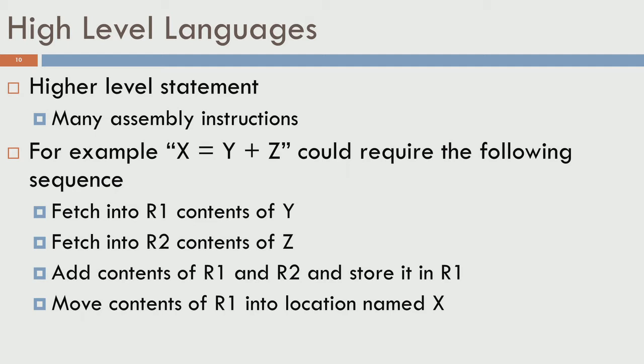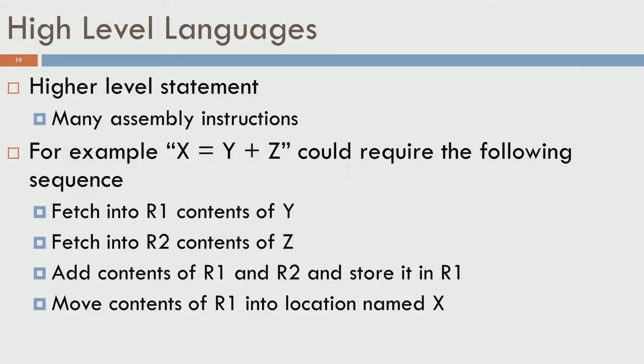You may have to fetch y from the memory and store it in an internal memory location called a register, R1. You fetch z also from the memory and store it in another register called R2, and the ALU would then add R1 and R2 and store the result back in R1 itself, and it may require a move from R1 to the memory location named x. So, a single operation x equals y plus z has resulted in 4 smaller operations, and these operations could be written in assembly language if you would like to. However, this becomes too tedious.